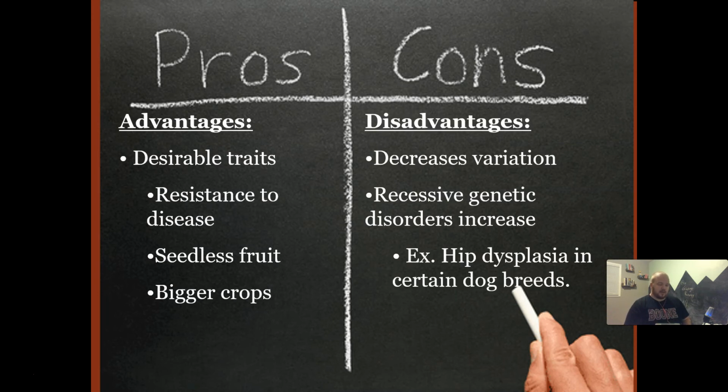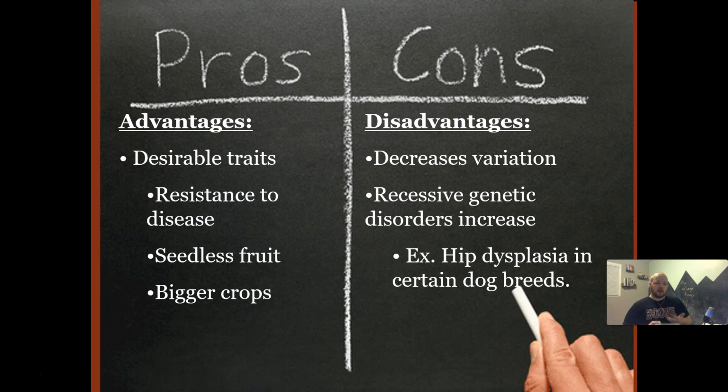The disadvantage is that it decreases variation. When you're breeding for a single trait, in order to get that desired trait, you're usually going to inbreed. Inbreeding is not necessarily terrible in terms of mutations, but it is terrible in that it reduces genetic viability and variety. If a species is highly inbred and there's a deleterious trait, a trait that is bad, those traits become more amplified within the population. For instance, recessive genetic disorders become more common.